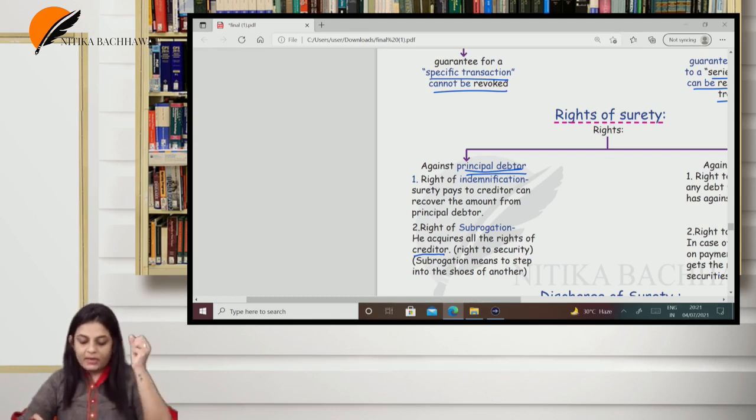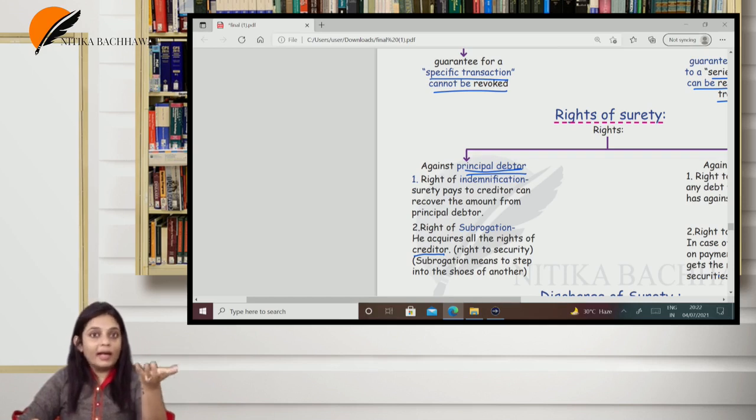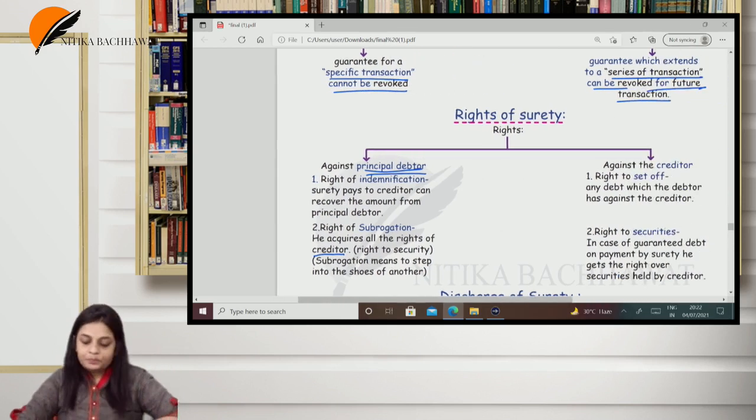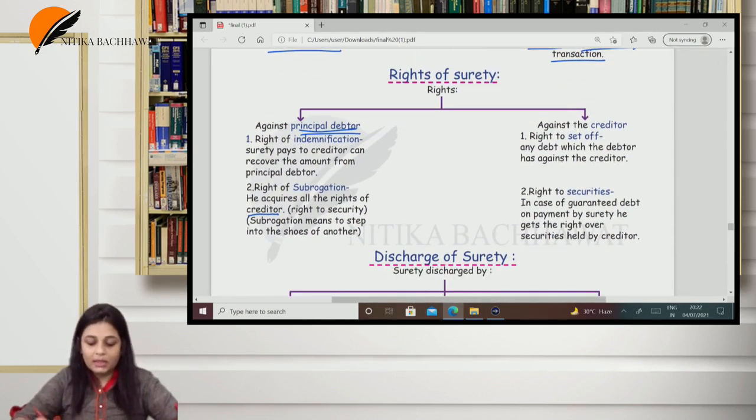As in, he has a right to get any security if the creditor had taken one. He has a right to get his money back. All the rights that the creditor has, right? What are the rights against the creditor?